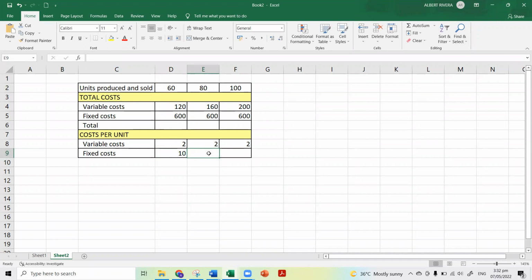How about the fixed cost per unit if that is 80? Okay, so that should be 600 divided by 80. And this is 600 divided by 100. So that's it. As the number of activity increases, the level of your fixed cost per unit decreases. Okay? So the behavior of your fixed cost is constant in total, but varies per unit. So what is the total cost here? So this is now 720. And this is 760 and 800.